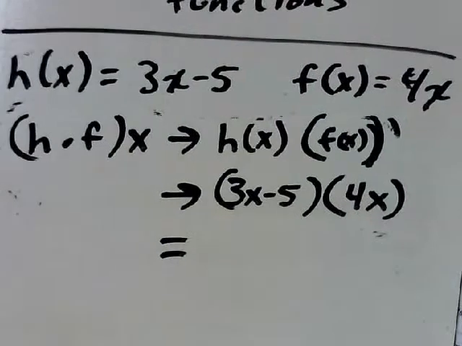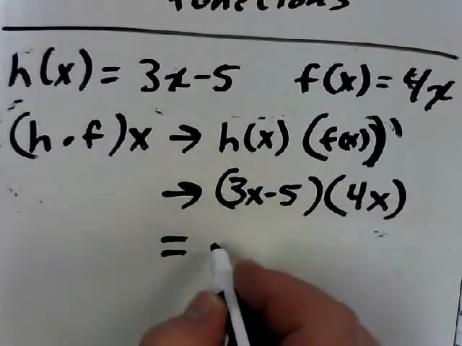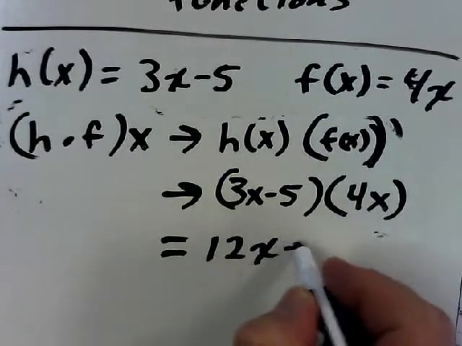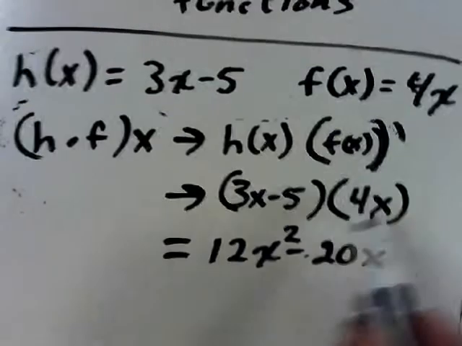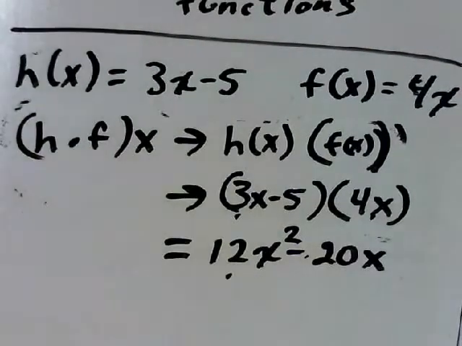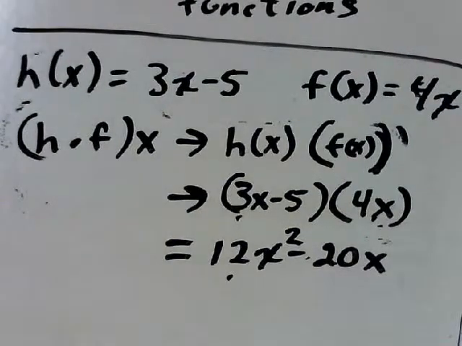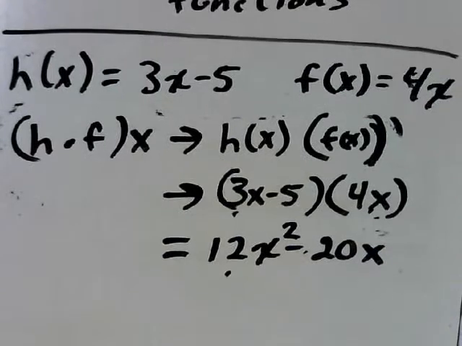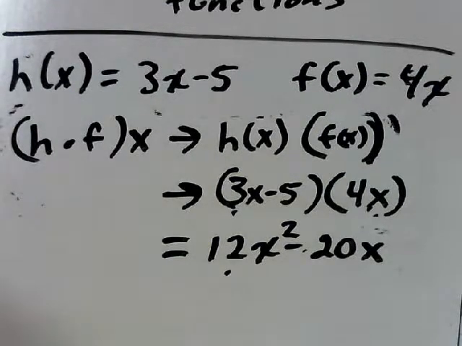So what's that going to give me if I have that? 12x squared minus 20x. Right, because 4x times 3x is 12x squared. 4x times a negative 5 is a negative 20x. Okay? A little bit of a pattern. It's not hard. Do you agree? Okay.